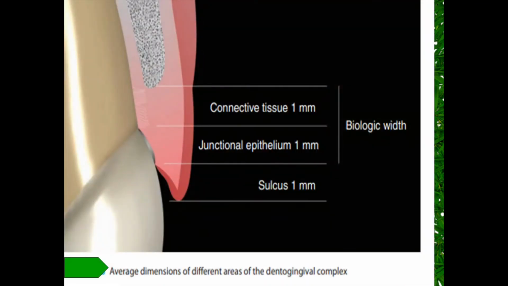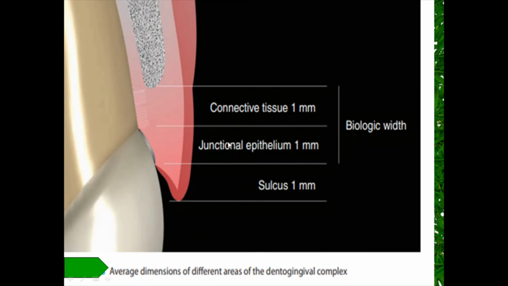After the sulcus, it is the combination of the junctional epithelial dimension and the connective tissue that is there. That is approximately 2 mm. So the distance of the margin of any restoration from the bone should be approximately 2 millimeters. And if this distance is compromised, then there will be bone resorption, or recession, or some enlargement.